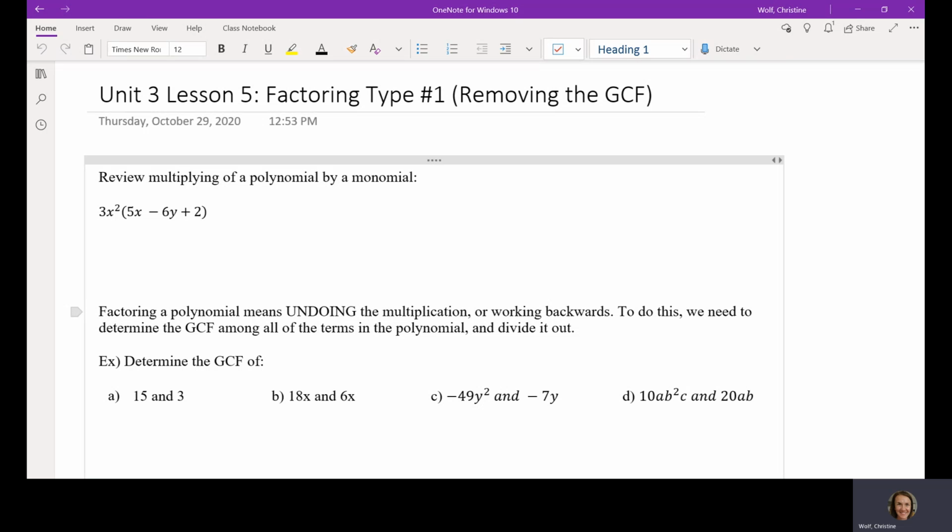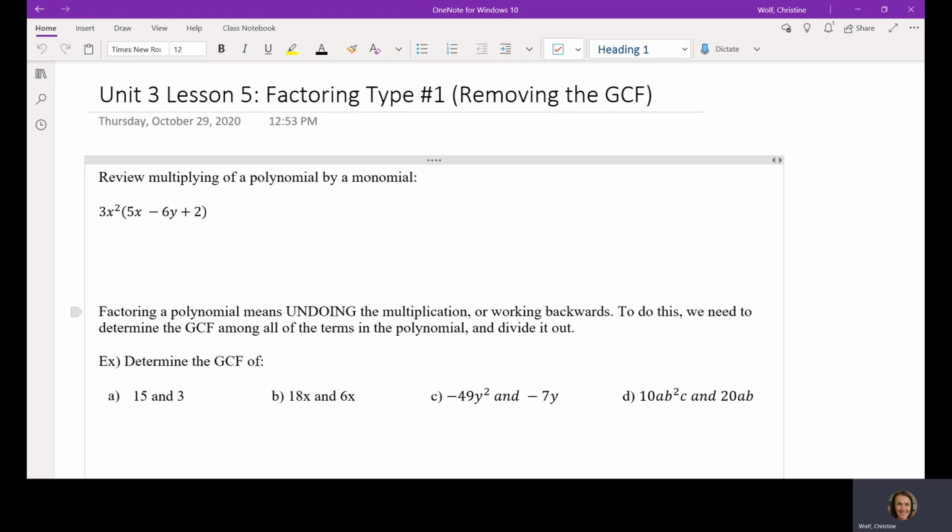And so today obviously is type number 1, and I just call it removing the GCF. And remember, GCF stands for greatest common factor. We've talked about that a little bit. So I'm just going to do a review, as I usually do, of what we learned in the last lesson. In the last lesson we multiplied polynomials together.